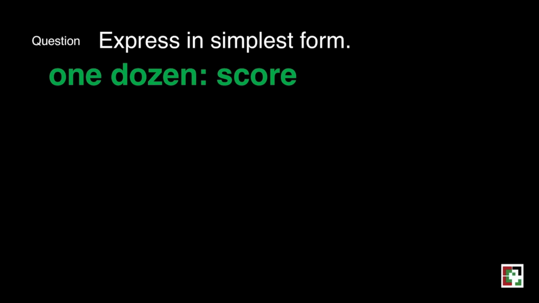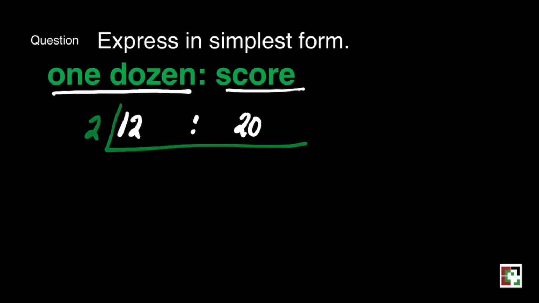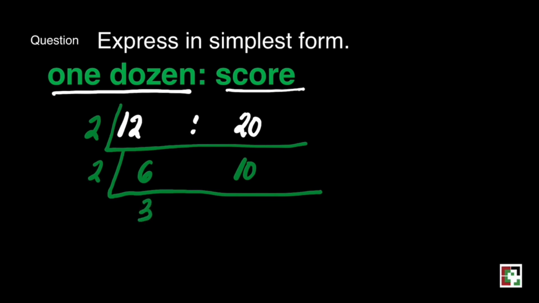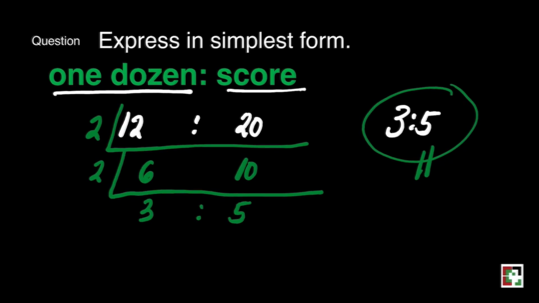Express in simplest form. 1 dozen is to 2 score. What do we mean by 1 dozen? That's equivalent to 12, and 1 score is equivalent to 20. Okay, we can divide these two by 2. 12 divided by 2 is equal to 6, and 20 divided by 2 is equal to 10. We can still divide 6 and 10 by 2. 6 divided by 2 is equal to 3, and 10 divided by 2 is equal to 5. We can say that 3:5 is already in simplest form because there's nothing that we can divide except for 1.